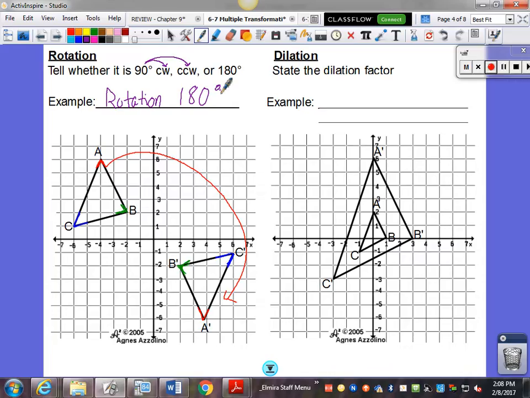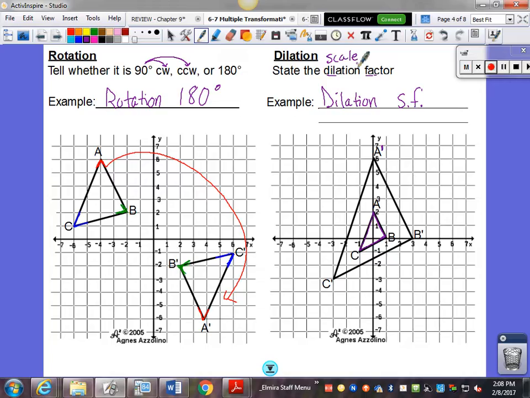Okay, dilation. You've got an A prime up here, and this is regular A. So this triangle down here is my original triangle. And I can see that my image triangle is bigger, so I know this is a dilation, but it's not enough to say, oh, dilation. We have to say what the scale factor is, or the dilation factor. Scale factor and dilation factor are synonyms, same thing.